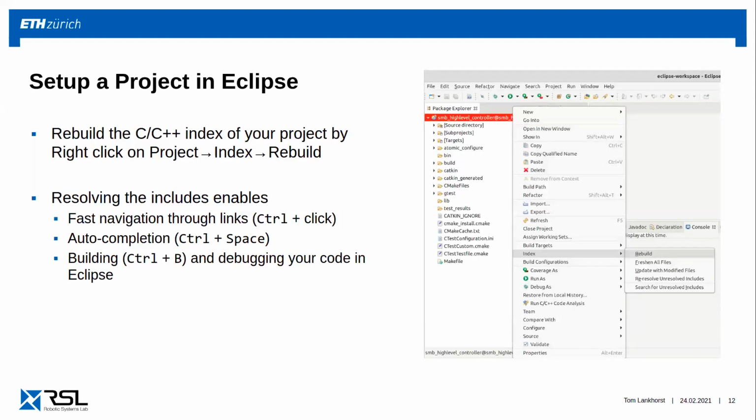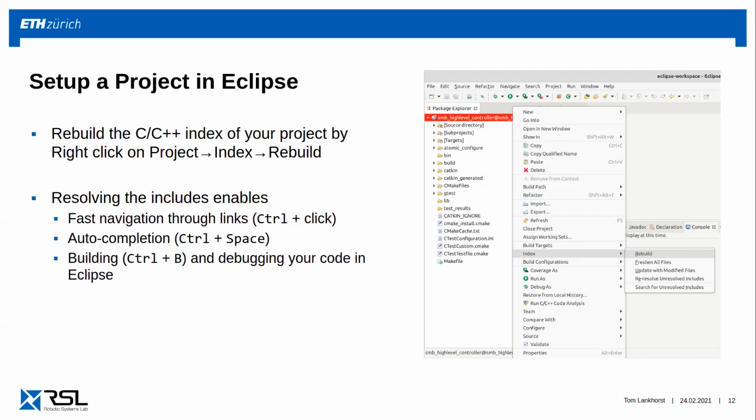Now, to make use of the extensive code analysis features of Eclipse, we first have to make sure that Eclipse understands our project. And we do that by having Eclipse index it. The first step is to right-click the project in the Project Explorer tree, and then navigate to Index, and then Rebuild. Now, this might take some time, but once it's indexed, Eclipse knows how your code relates to itself and to other parts of the ROS system.